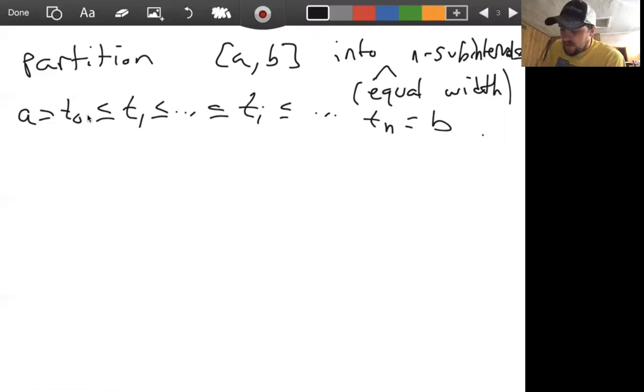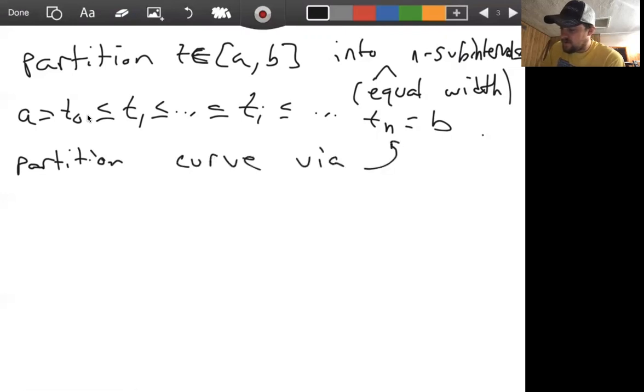And so now we can look at a partition. We can take the partition of our time domain, right? This is T. The domain for T here is this interval A to B. We can take this partition of the time domain to partition the curve via this partition here, right?